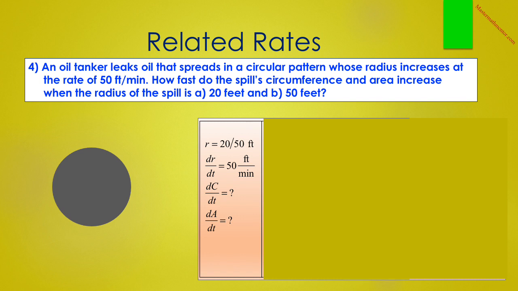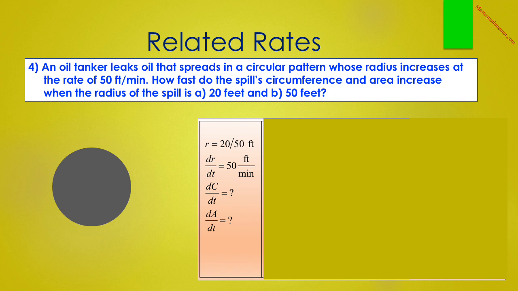This is certainly a related rates problem because it talks about a radius increasing. There is really no need for a sketch. We have a circle and it's already shown. We set up a table of variables. We know that r is first 20 and then 50 feet. And since the radius is increasing, dr/dt is equal to 50 feet per minute.